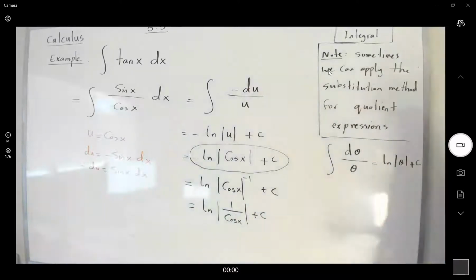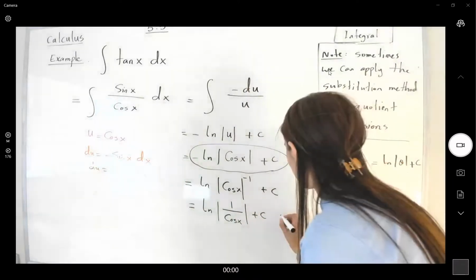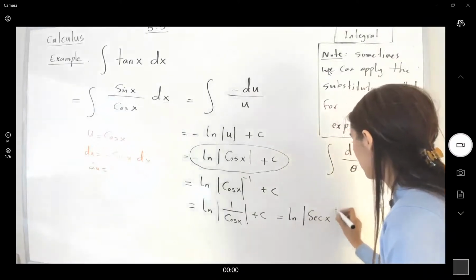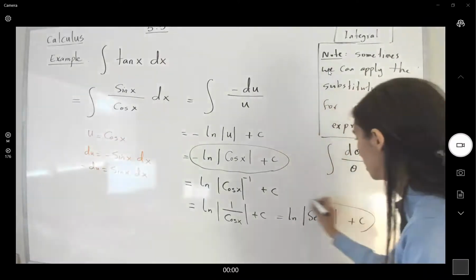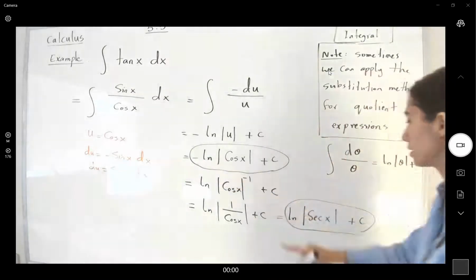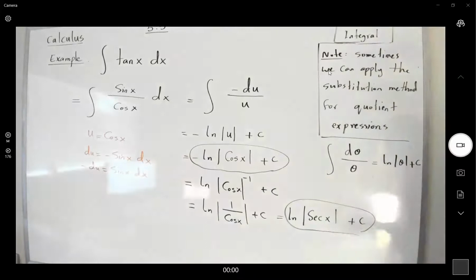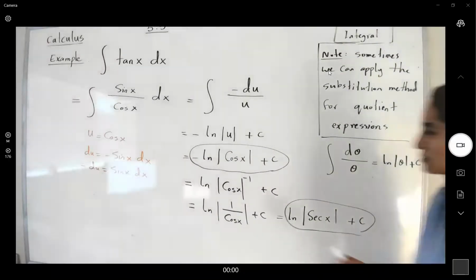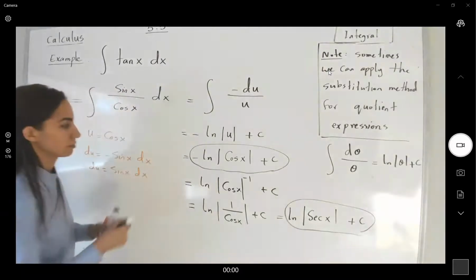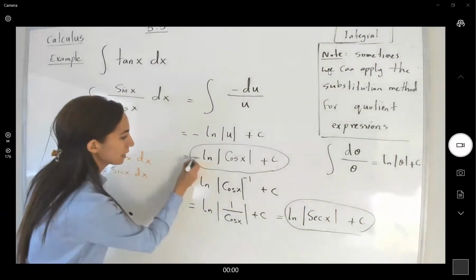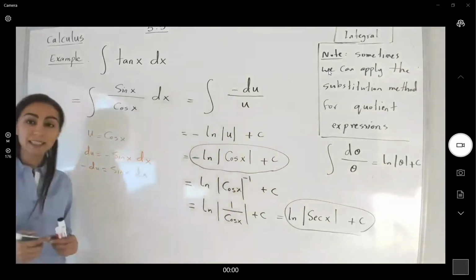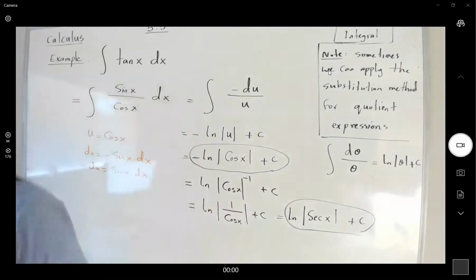But we know 1 over cosine is nothing but secant. So here you have ln of absolute value of secant of x plus c. Both of these are good, negative ln of cosine or just ln of secant of x plus c. Negative sign in front of the ln as the exponent for your quantity.